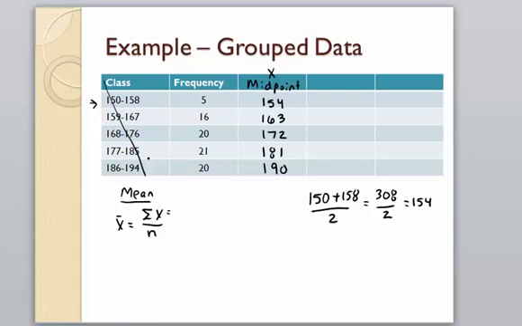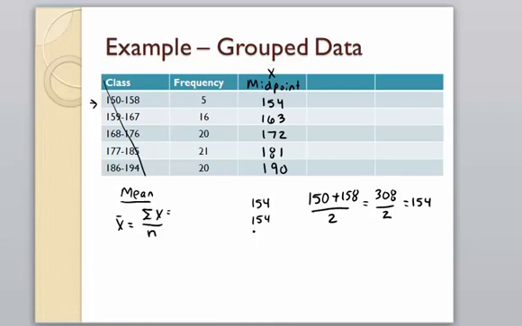Now we want to add these x values up. Keep in mind that these x values are occurring more than once. The 154 is actually occurring 5 times. The 163 is occurring 16 times. The 172 is occurring 20 times, and so forth. We can't simply add this x column up and be done, because that would assume that the values only happened once. So essentially we want to remind ourselves that the 154 actually occurs 5 times.